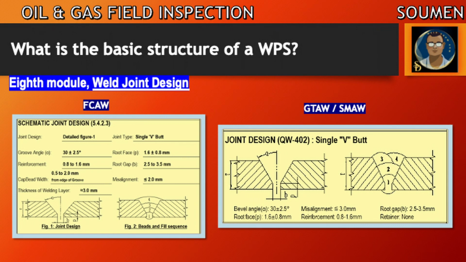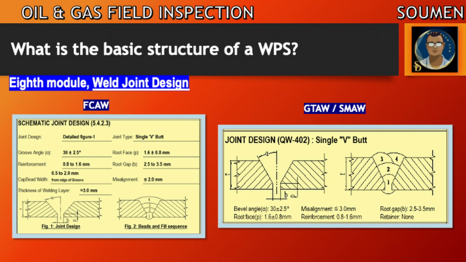You can see the root face also the same. And root gap 2.5 to 3.5 in case of FCAW, and in case of GTAW and SMAW also the same. Bead width is 0.5 to 2.0 mm. This data is not required for GTAW and SMAW. Since this is automatic welding, FCAW, this is an additional data.